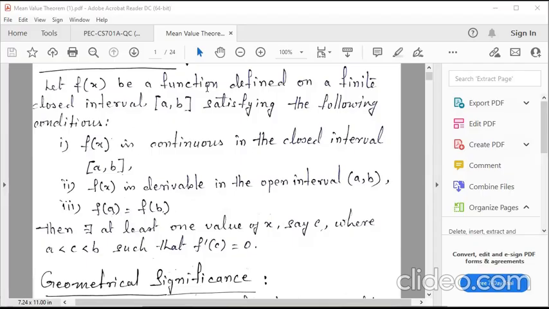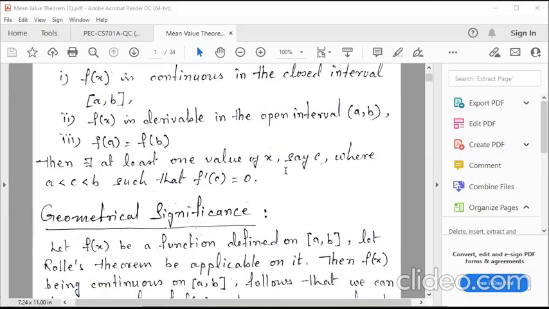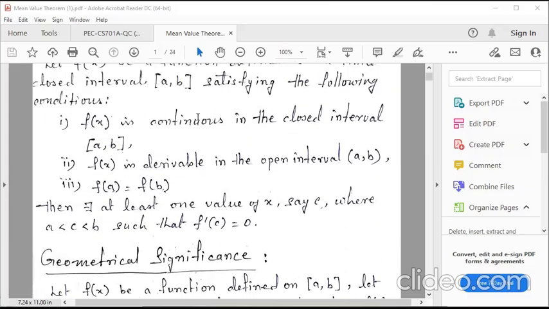Now, according to the statement, we need to see the geometrical significance, what the statement geometrically signifies. Let's look at it, and I'll go to the whiteboard if required. First, have a look at the conditions of Rolle's theorem for which it will be verified. The first condition is that f(x) must be continuous in the closed interval [a, b].